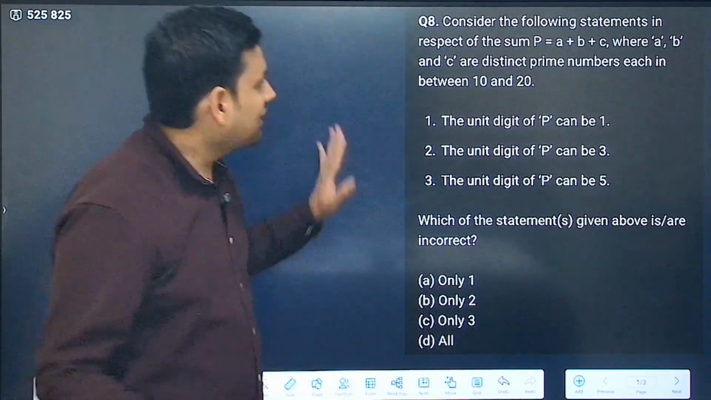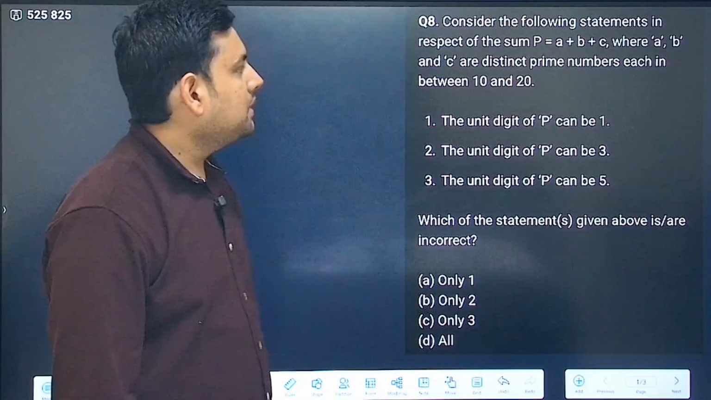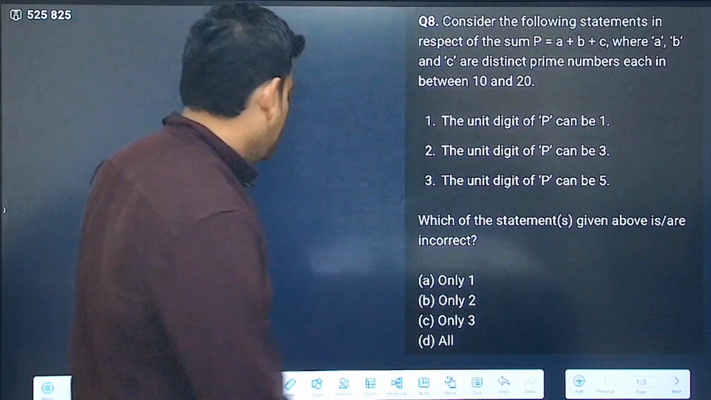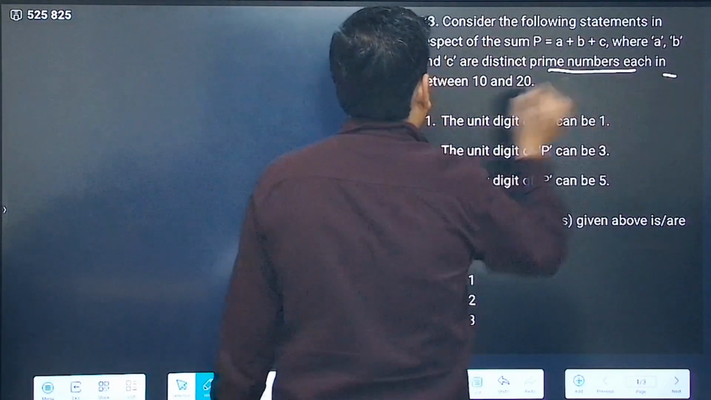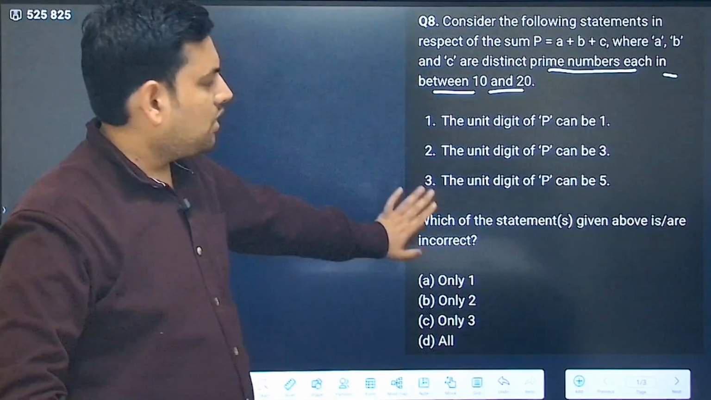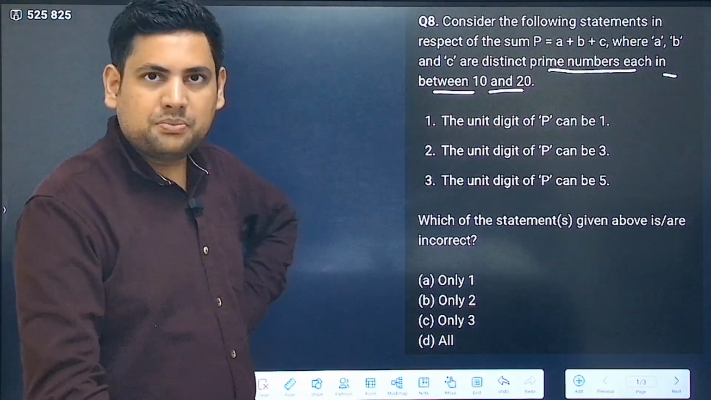So this is question number 8 now. Consider the following statements in respect of the sum p is equal to a plus b plus c, where a, b, c are distinct prime numbers. In between 10 and 20, you have to tell what are the possible values of unit digit. A very similar question has also come in UPSC.